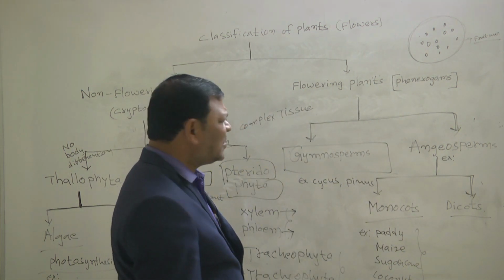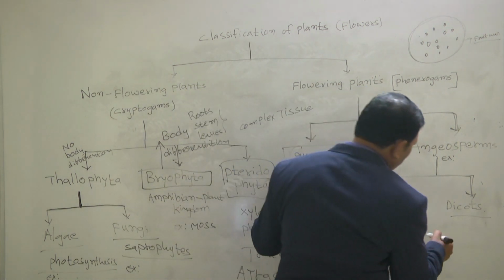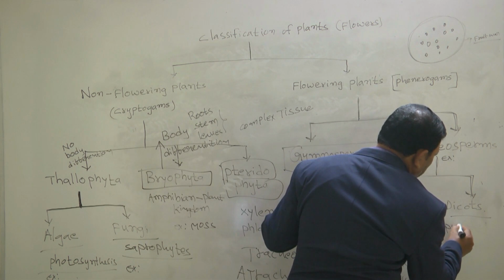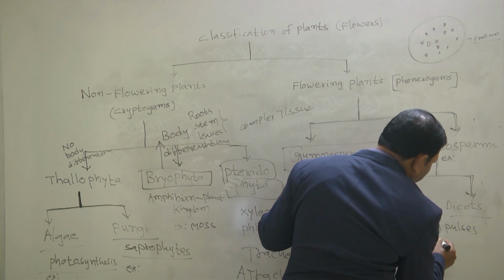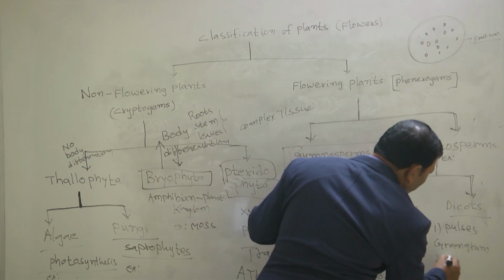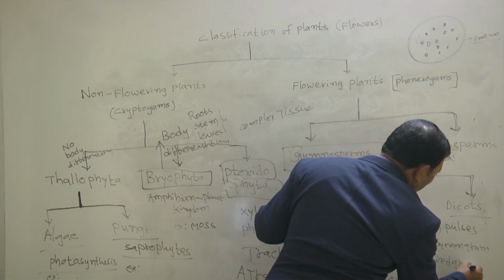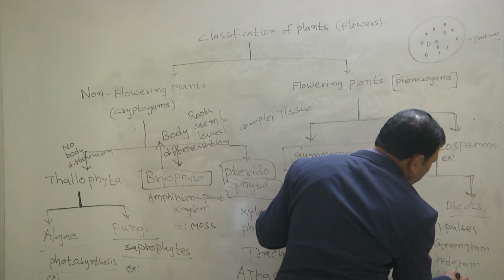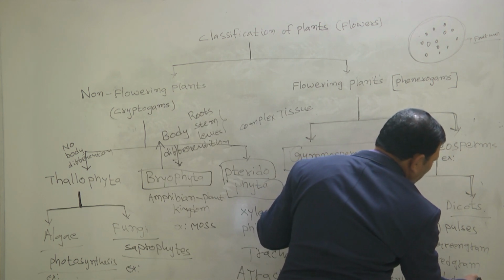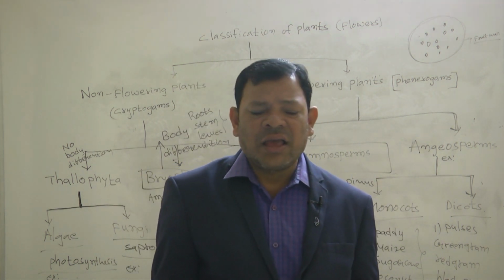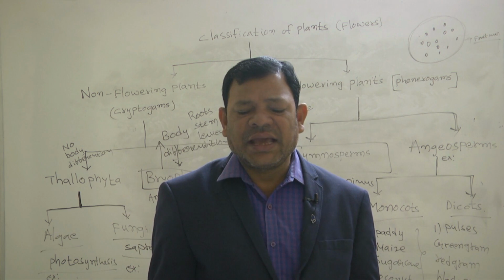What are the examples of the dicots? Dicots, examples: pulses, that is green gram, red gram, and black gram, mango, okay, neem, tulasi. These are all the examples of the dicotyledon.